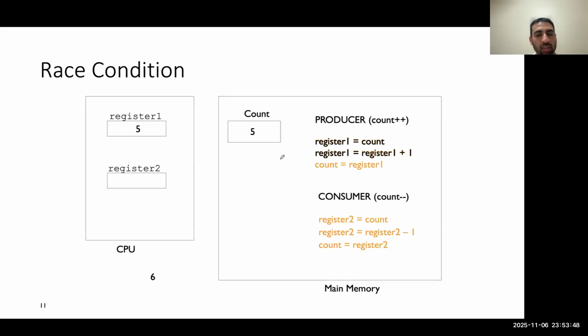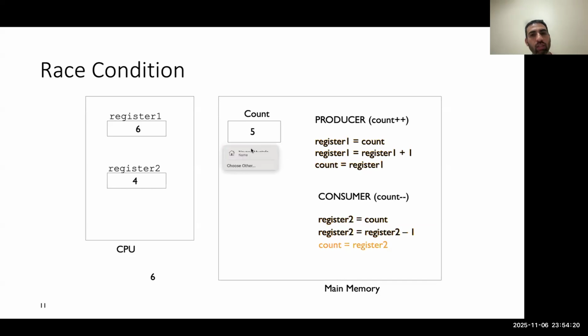Then it goes ahead and does the next instruction, which increments the value of the register, and it becomes 6, right? But before it is able to execute the next instruction, let's say it is context switched out, and let's say the consumer runs. The consumer reads the value of count into its register, 5, and then let's say it also decrements its value, so it becomes 4. Now let's say the consumer is context switched out and the producer is allowed to run.